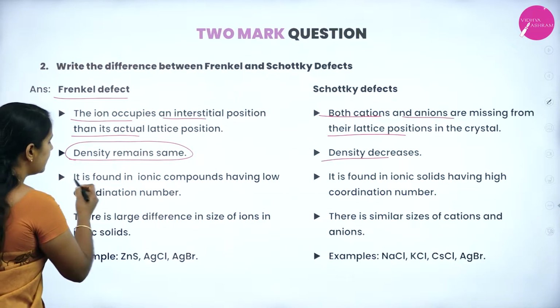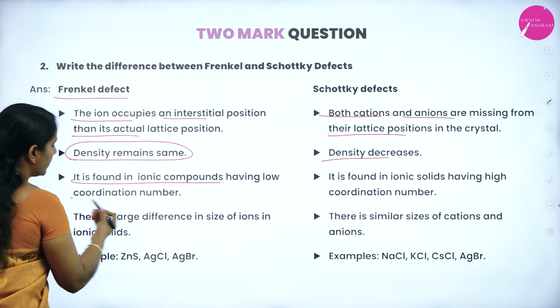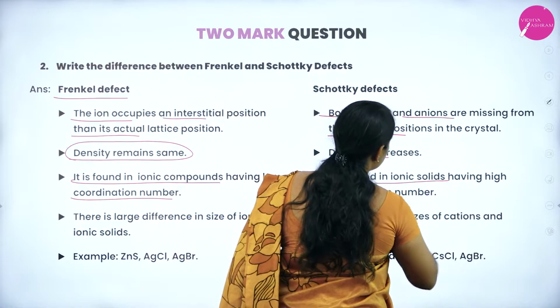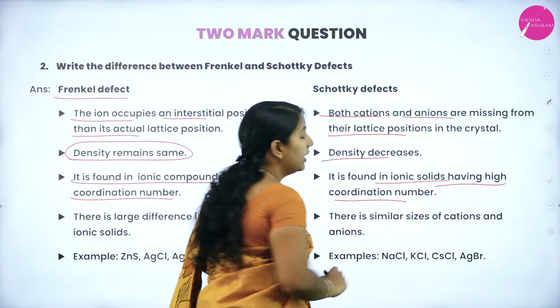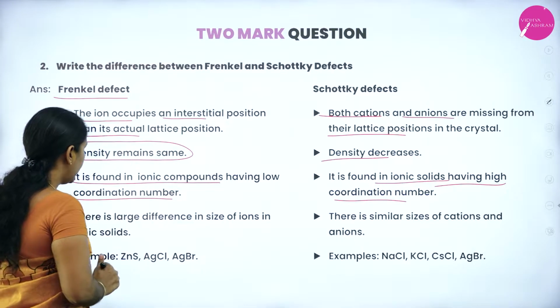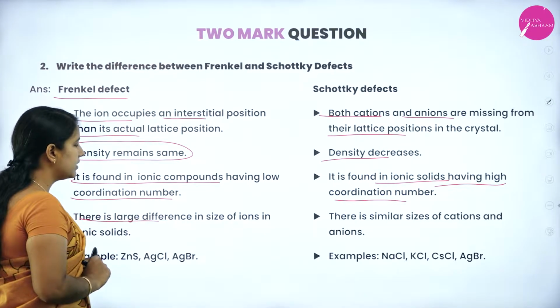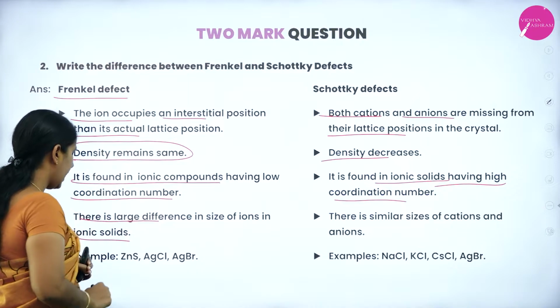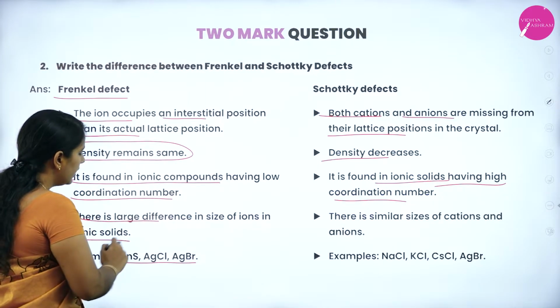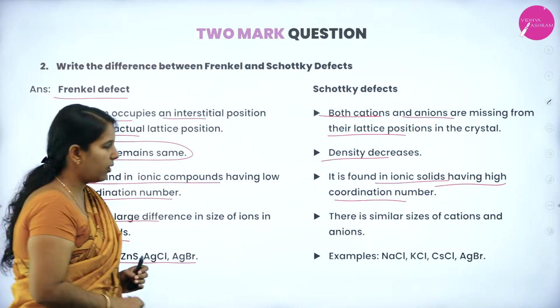It is found in ionic compounds which have a low coordination number. It is also found in ionic solids which have a higher coordination number. Then it has a larger difference in the size of the ions in the ionic solid, and examples are zinc sulfide, silver chloride and silver bromide.